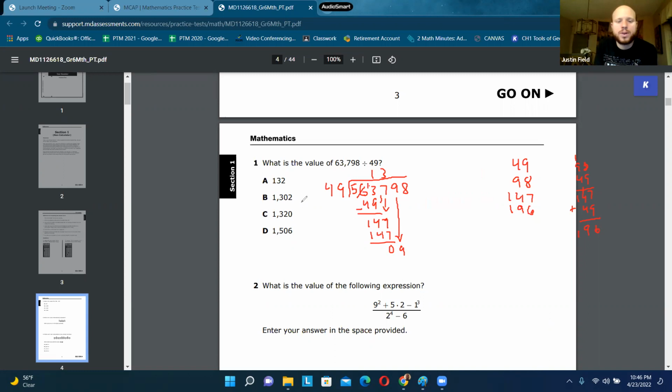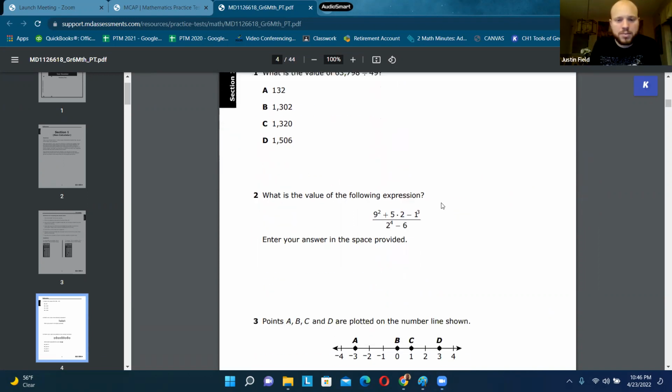How many times does 49 go into 98? 2 times. So the answer is B. And of course, we can always check our answer by multiplying. So there's no reason to get that one wrong. Easy check. That wasn't so bad.